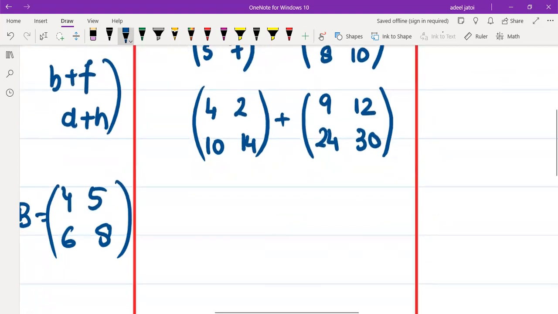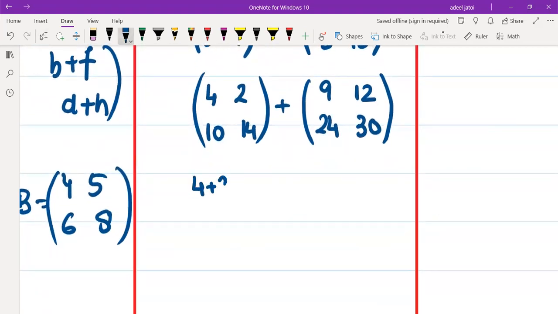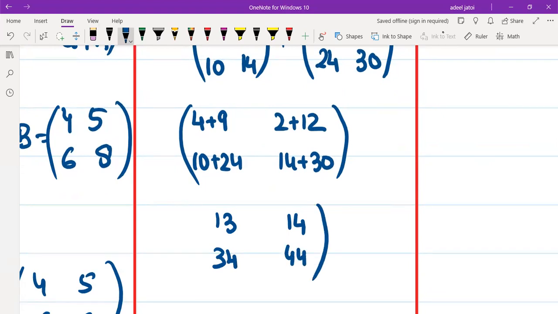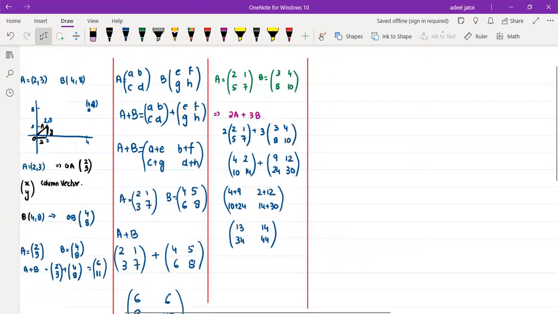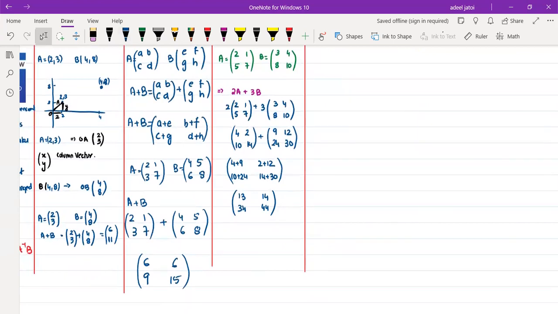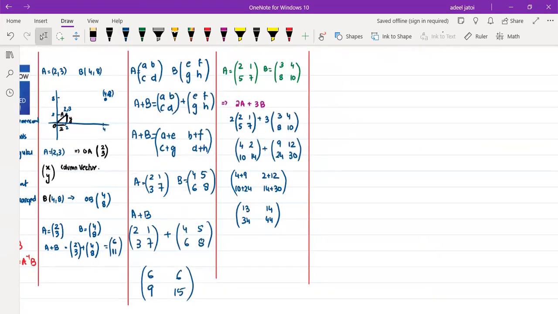So what do you have in the end? 4 plus 9, 2 plus 12, 10 plus 24, and 14 plus 30. Each value will be added to have 13, 14, 34, and this will be 44. So knowing that there can be a question of having 2a plus 3b or any other value, this shows that these two matrices are added but after being multiplied.